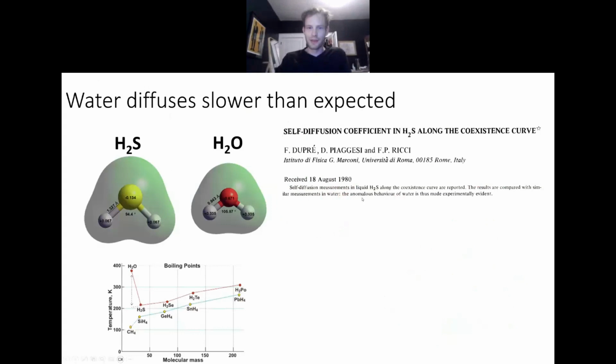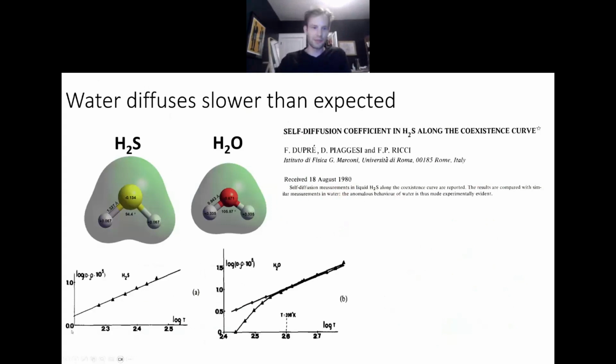How they show this is they look at the self-diffusion time at different temperatures of hydrogen sulfide, and then when they compare this to water, they see that the expected straight line is deviated. At low temperatures, water diffuses much slower than we'd expect. And this would also be explained by the really strong hydrogen bonds holding them together in this regime.